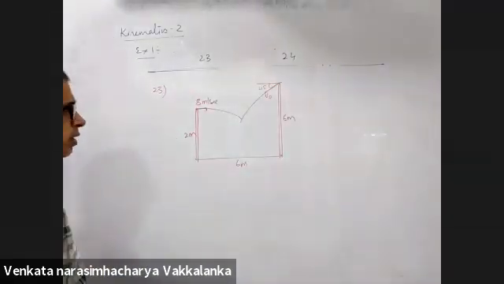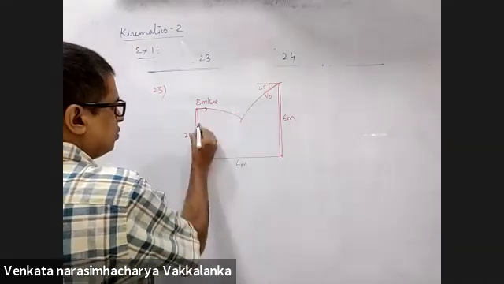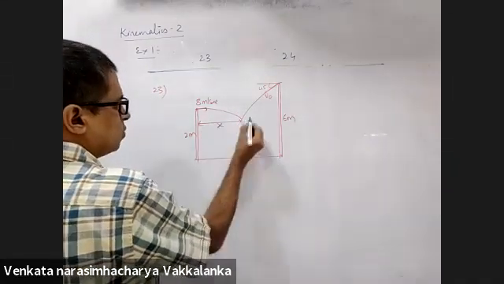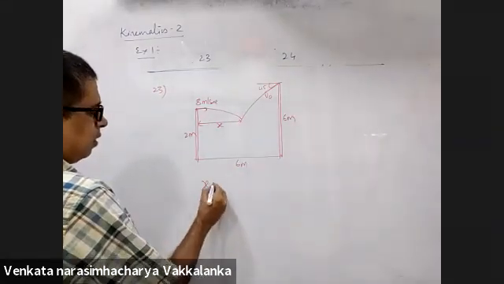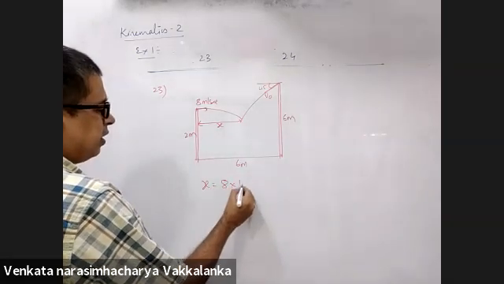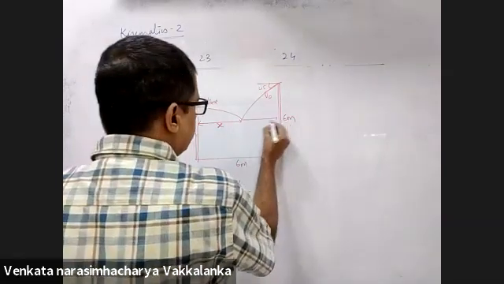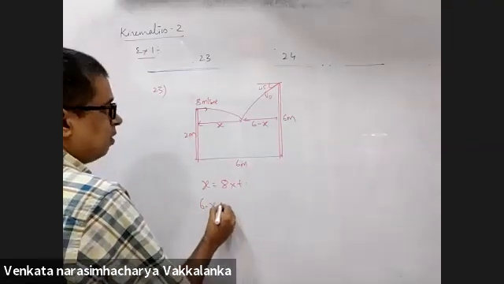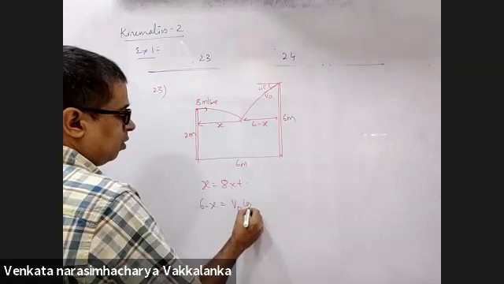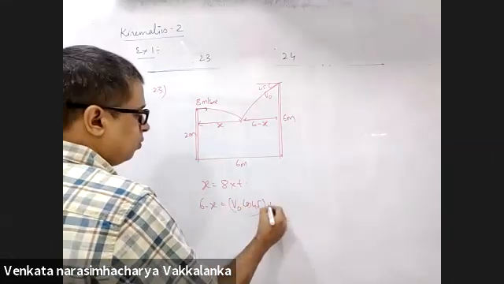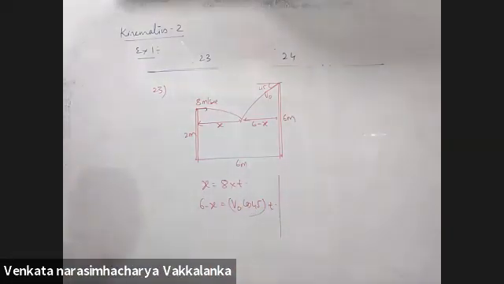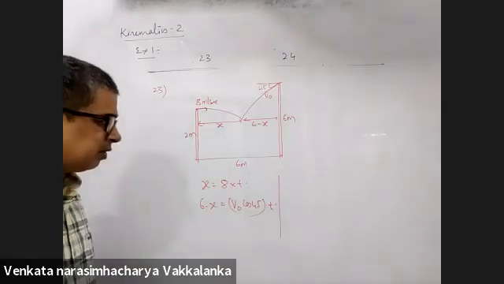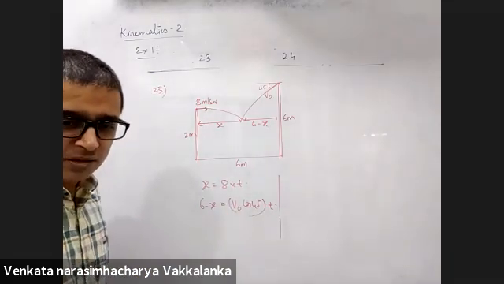No. Quite simple. Let us consider this distance to be x. X is equal to 8 into t. In the same time, this distance will be 6 minus x. 6 minus x is equal to v naught cos 45 into t. This is one set of equations. Eliminate t by dividing both.